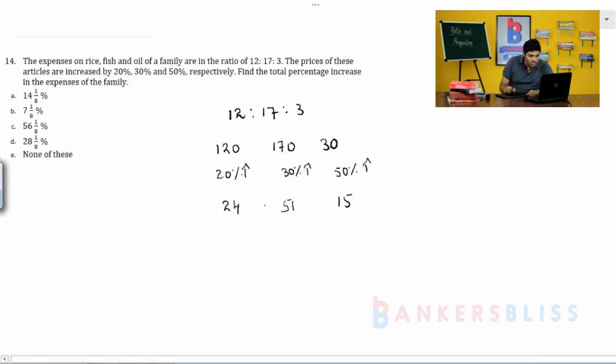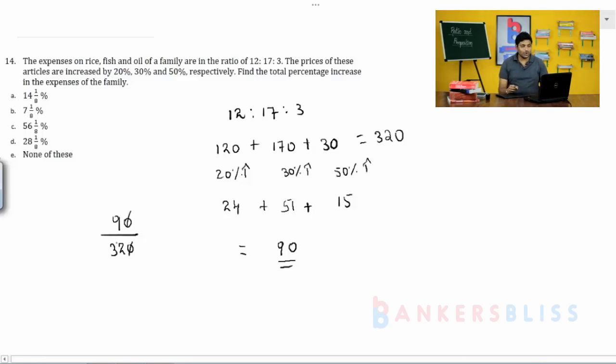So, altogether how much it is increased? 24 plus 51 plus 15. 4 plus 1 plus 5 is 10, 1 carry over, again 3 plus 5 is 8 plus 1, 90. So, 90 is increased. Initially how much it was? The expenses: 170 plus 30 is 200, plus 120 is 320. Now, it is 90 extra. 320 was the initial expenses, the extra expenses is 90, so 9 by 32.